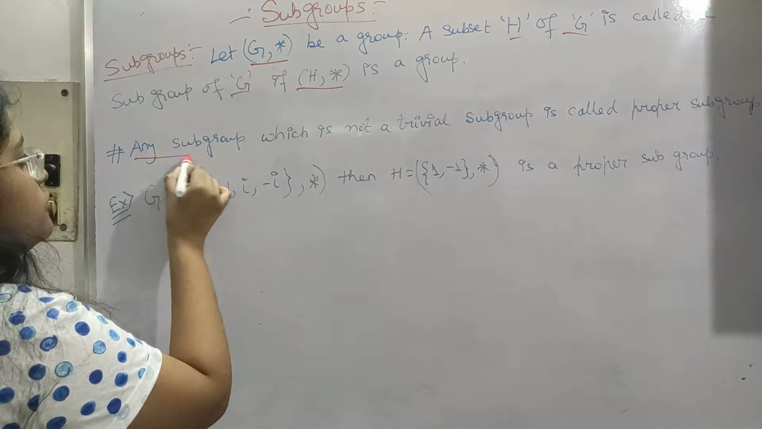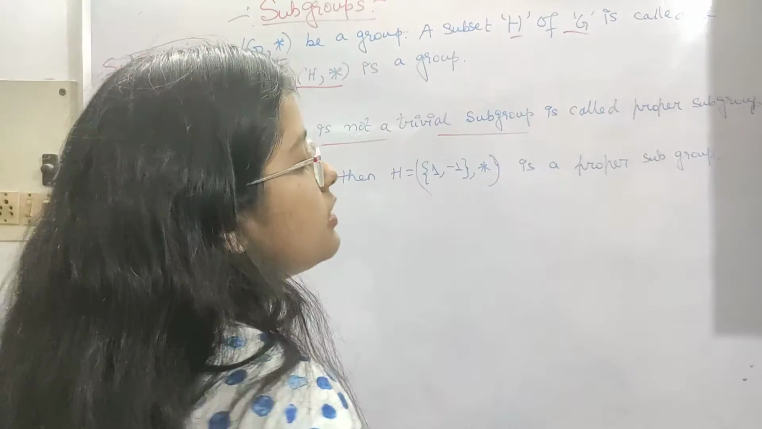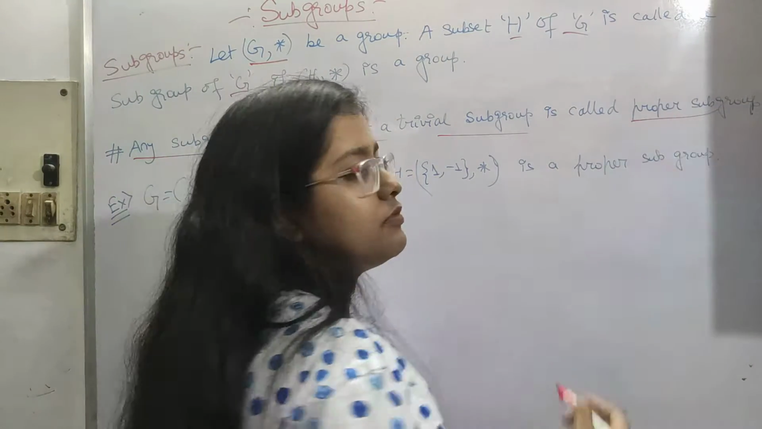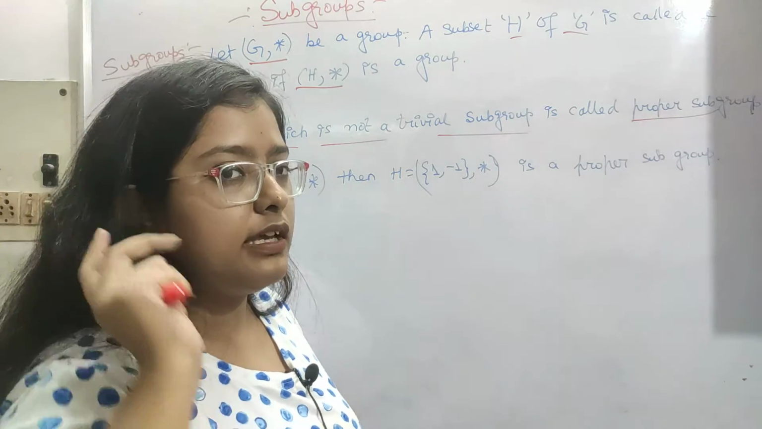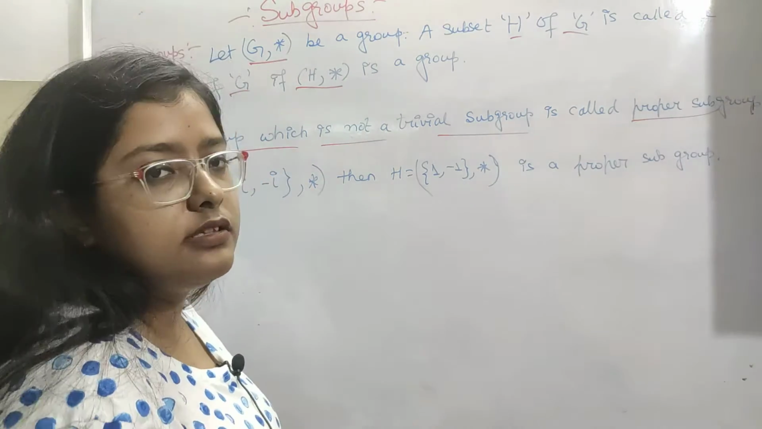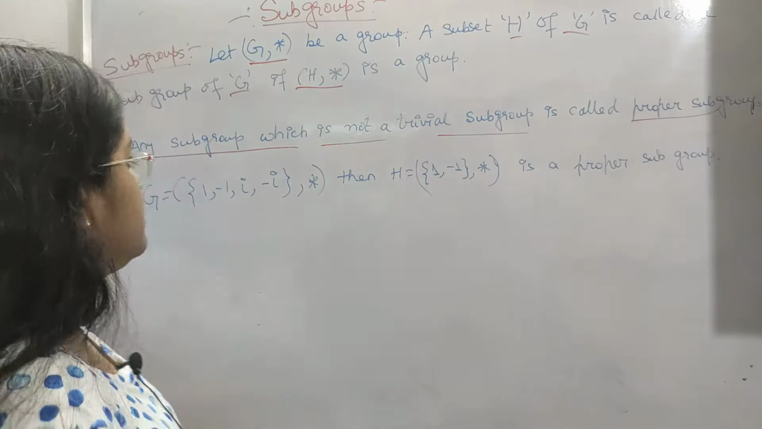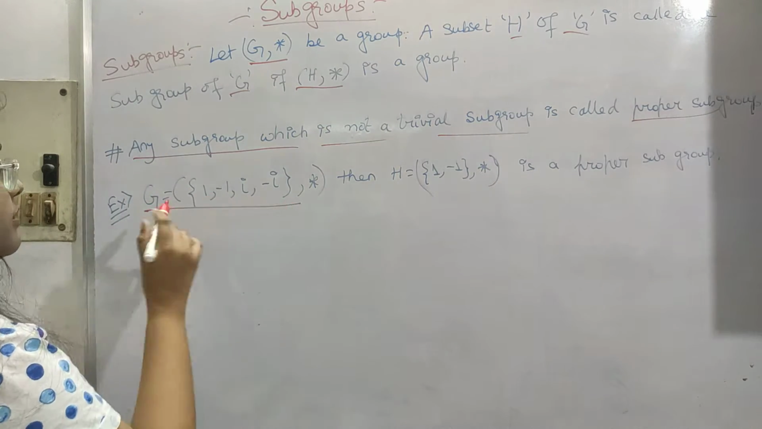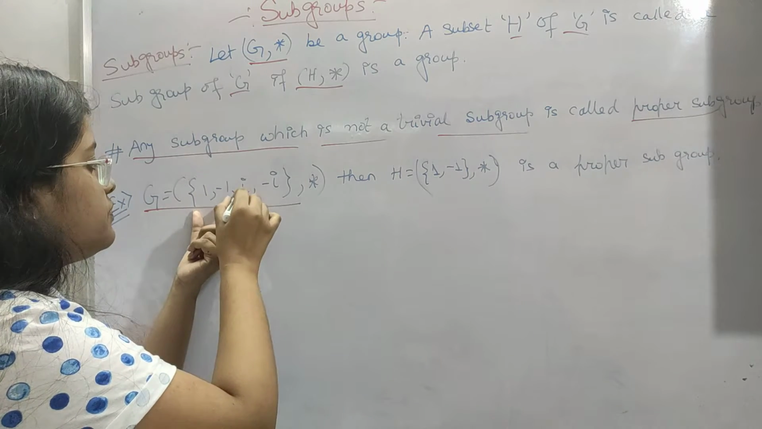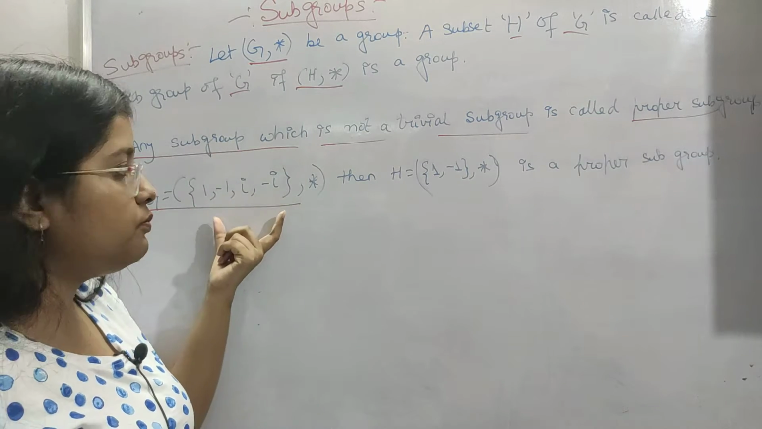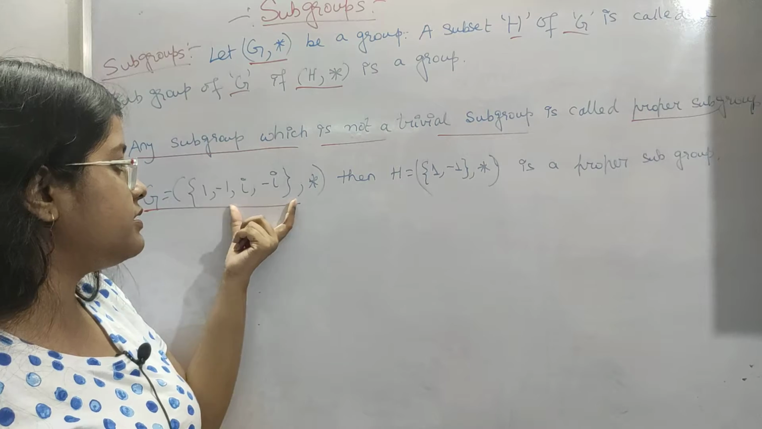So any subgroup which is not a trivial subgroup is called a proper subgroup. Okay, so excluding the trivial ones, we can say this is a proper subgroup. Okay, so now let's see an example. So this is an example. This is a group which is already given: 1, minus 1, i and minus i. We don't have to prove this is a group. It is already given that this is a group.